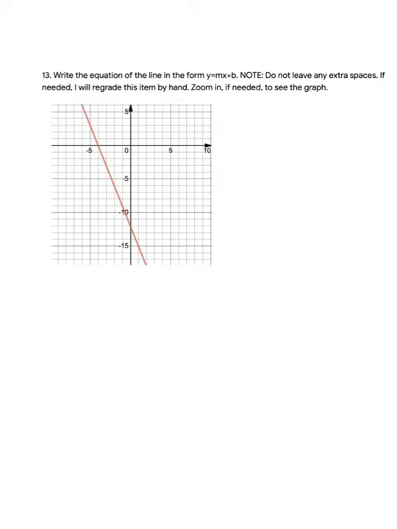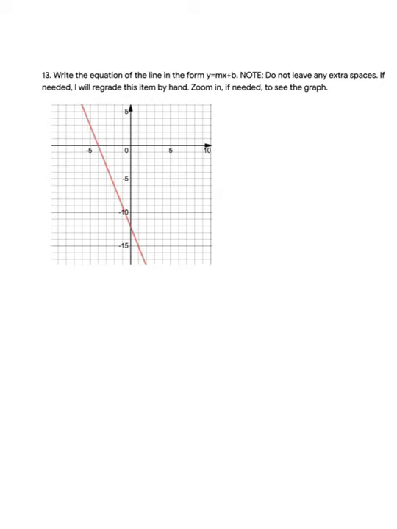For this item, you need to write the equation of the line in the form y equals mx plus b. For these item types in the Google form, do not leave extra spaces. So between like the equal sign and a number, don't leave an extra space. If needed, I will regrade this item by hand.